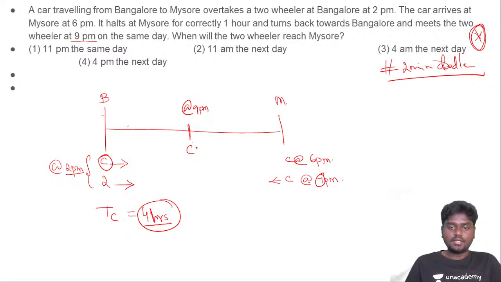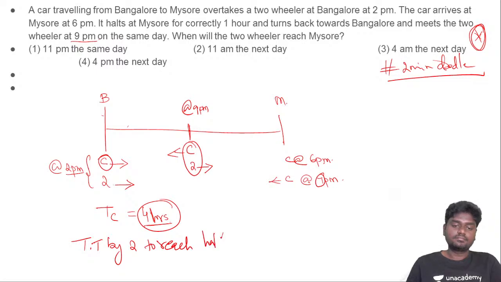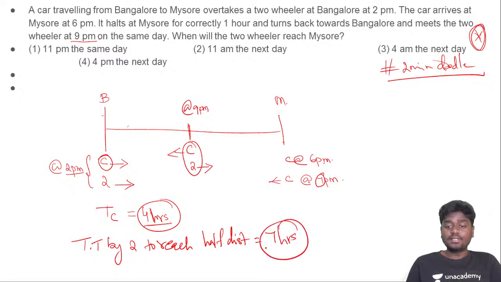So here, the car meets the two-wheeler at 9 p.m. The car is coming this way, the two-wheeler is going this way. Now it is super clear. So how much time does it take? The time taken by the two-wheeler to reach half the distance: it starts at 2, and goes 3, 4, 5, 6, 7, 8, 9. So it takes 7 hours for the two-wheeler to reach half the distance.